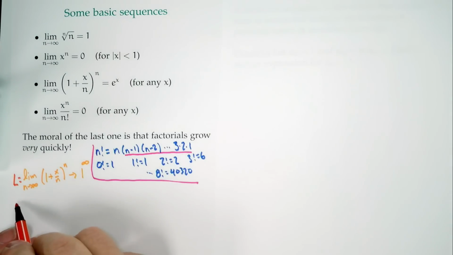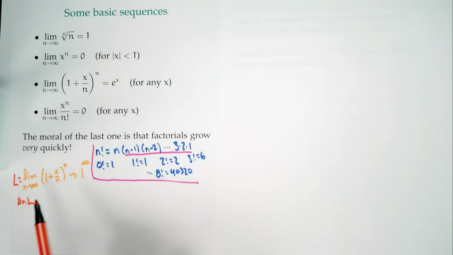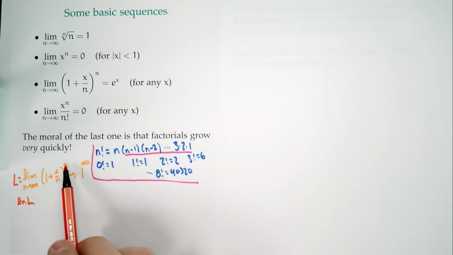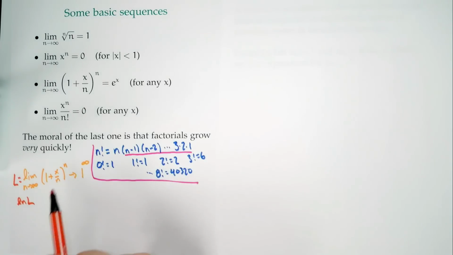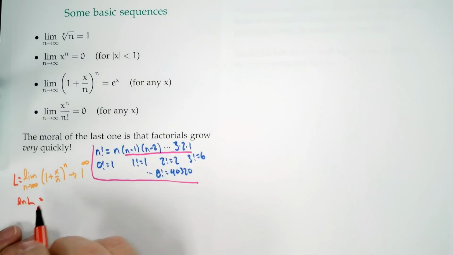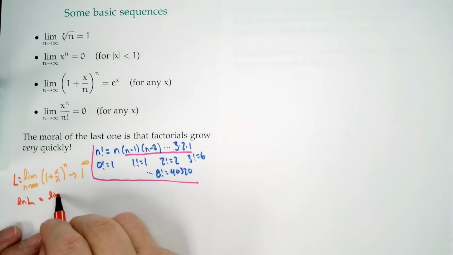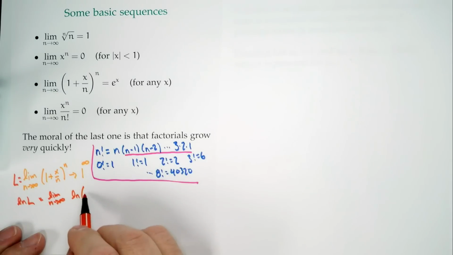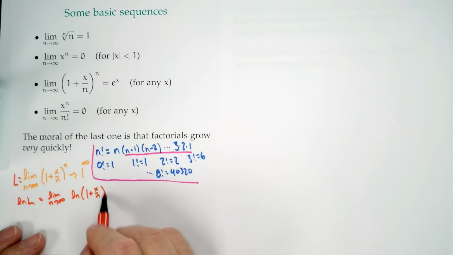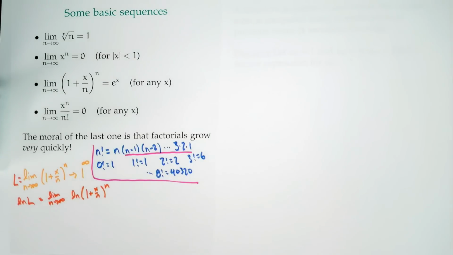So we'll look at log of L. Now, why the log? Well, the problem is I have something changing in the base and the exponent. So I want to bring the exponent down. So the way to bring exponents down is to use logs. The other nice thing about logs is they work well with limits. So I can pass the log through. So this is log of 1 plus x over n to the nth power.